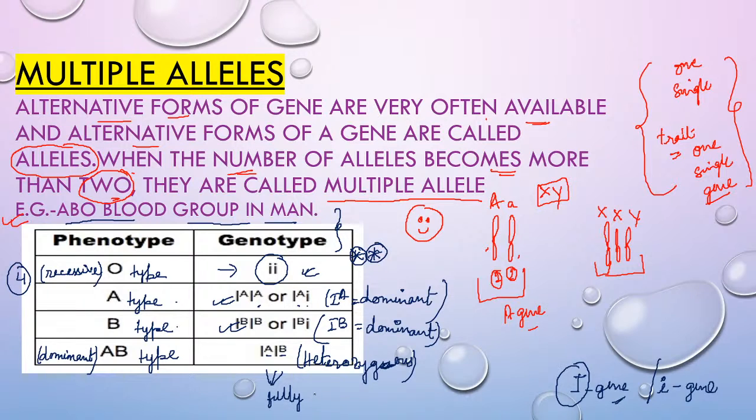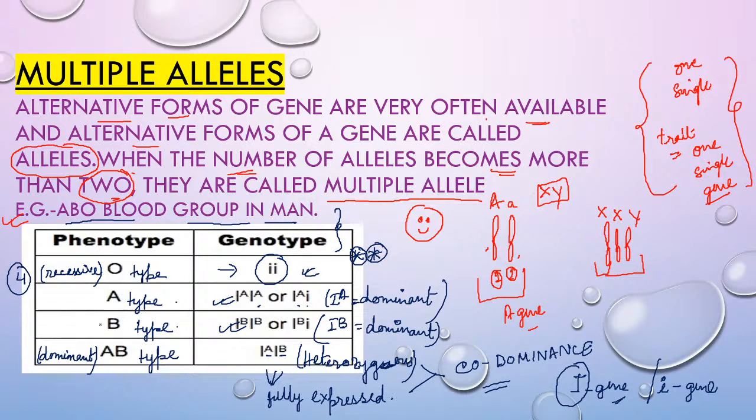Neither A is suppressing the activity of B, nor is B able to suppress the activity of A, and both are fully expressed in this type of heterozygous condition. This is known as codominance, because both are showing their power and both are dominant in nature. So both are known as codominant.